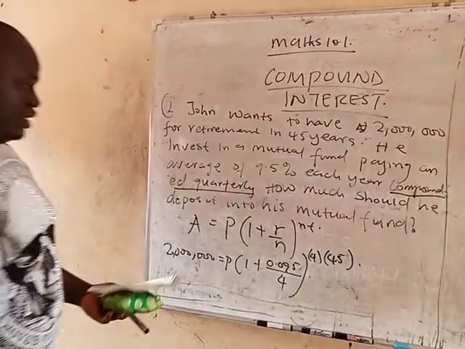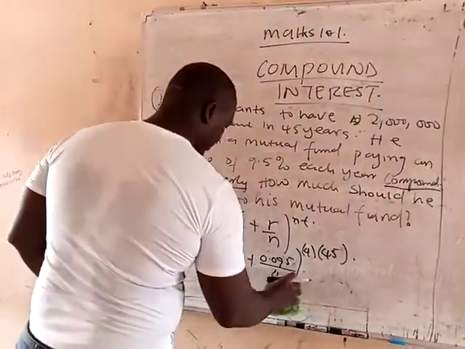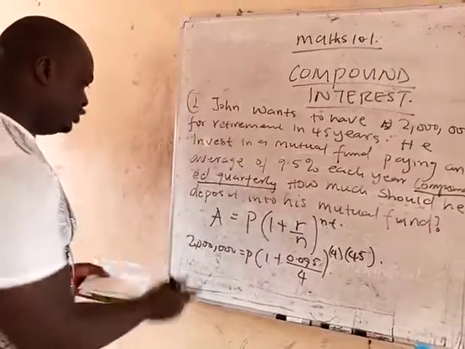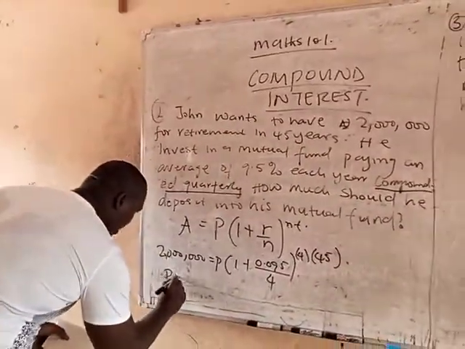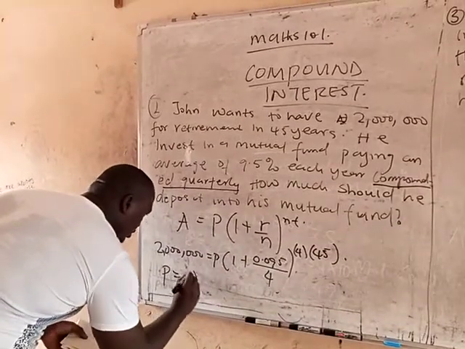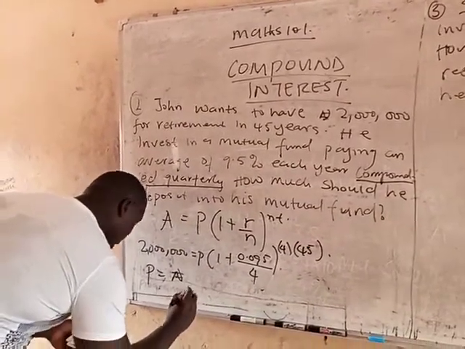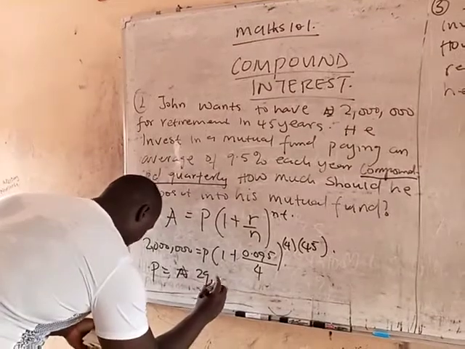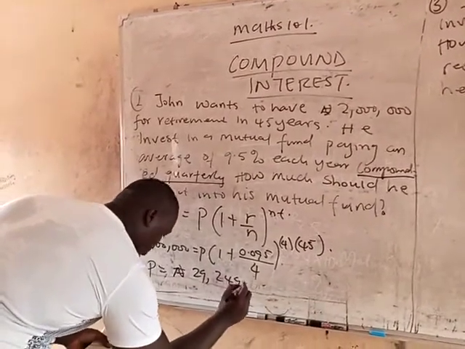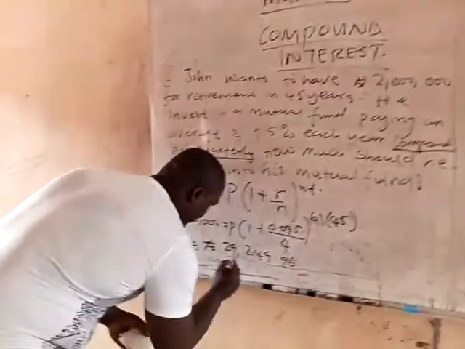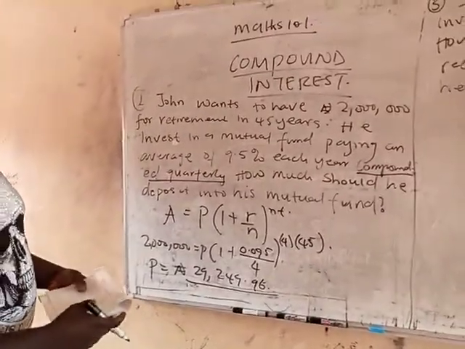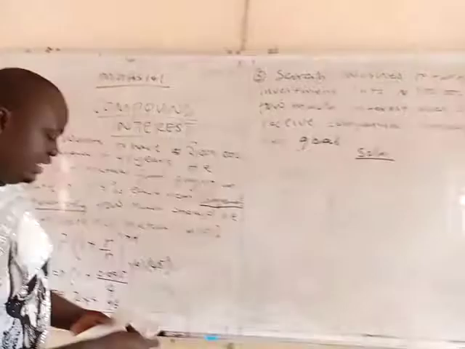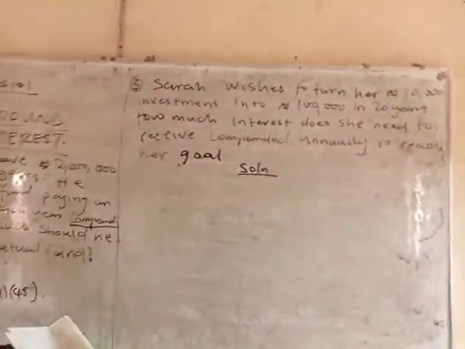Good. Now, because of space, if you work this out with your calculator, what you arrive at is that P is 29,249.96. This should be your answer. So point it to your calculator and get the answer. Now let's go to the next example. Example number 3.